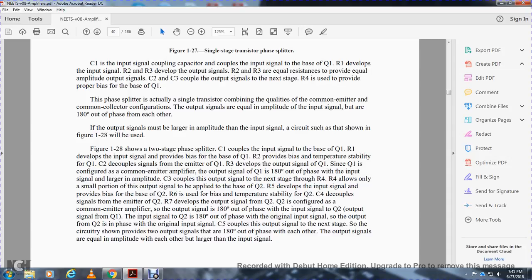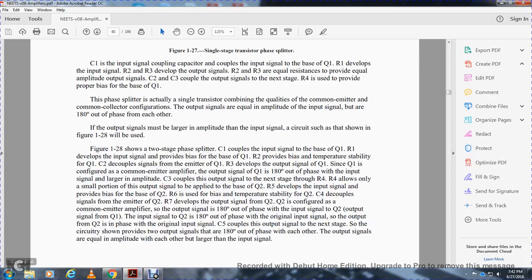Capacitor 3 couples the output signal to the next stage through resistor 4. Resistor 4 allows a small portion of the output signal to be applied to the base of transistor 2. Resistor 5 develops the input signal and provides the bias for the base of transistor 2. Resistor 6 provides the bias and temperature stability of transistor 2. The capacitor decouples the signal at the emitter of transistor 2. Resistor 7 develops the output signal of transistor 2. Transistor 2 is configured as a common emitter amplifier, so its output signal is 180 degrees out of phase with the input signal of transistor 2.